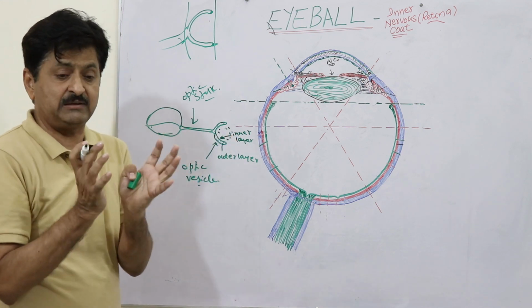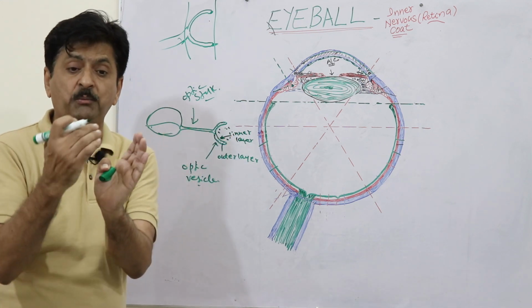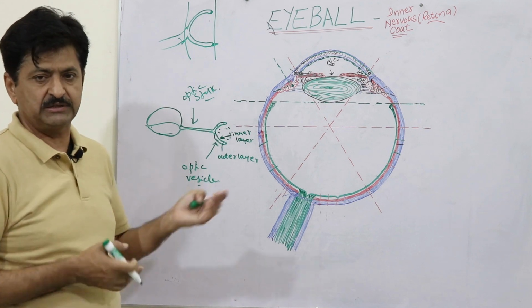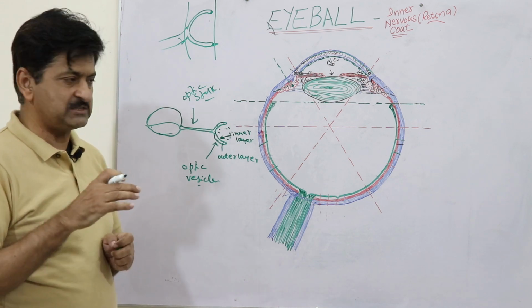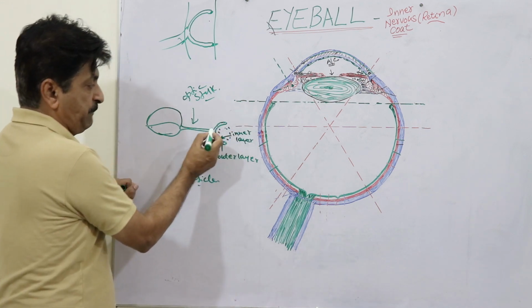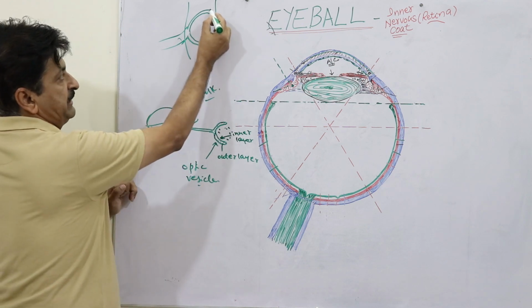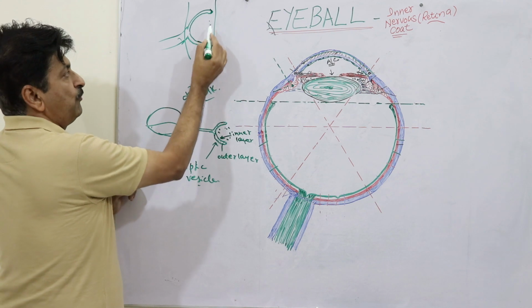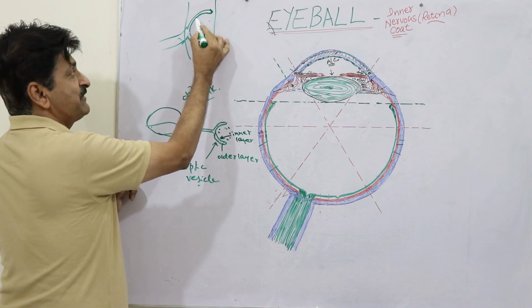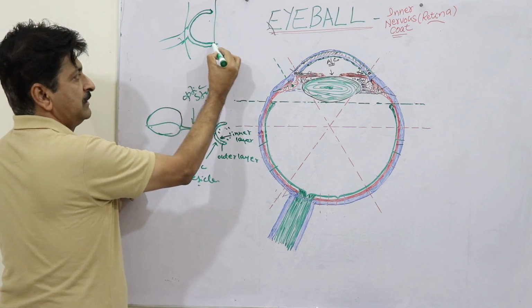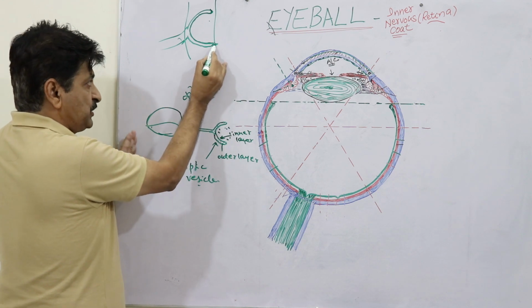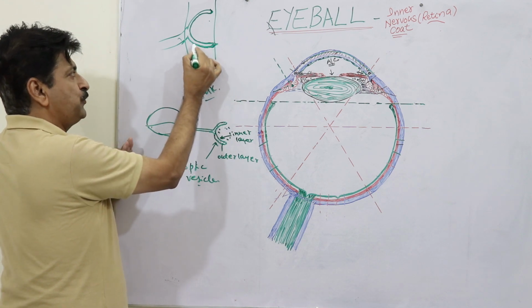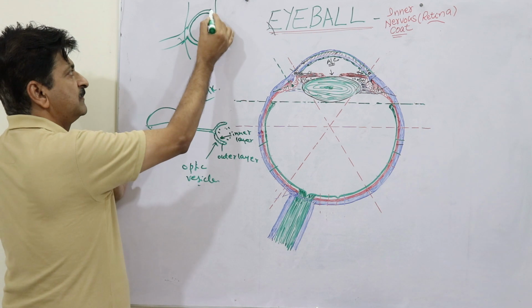That space is the space in front of the cup. And where the bending takes place, like here, is where the sensory layer, the photosensitive layer, becomes continuous with the non-photosensitive layer.